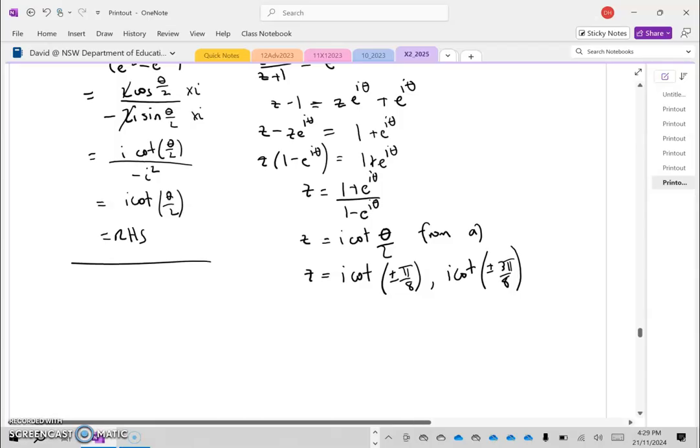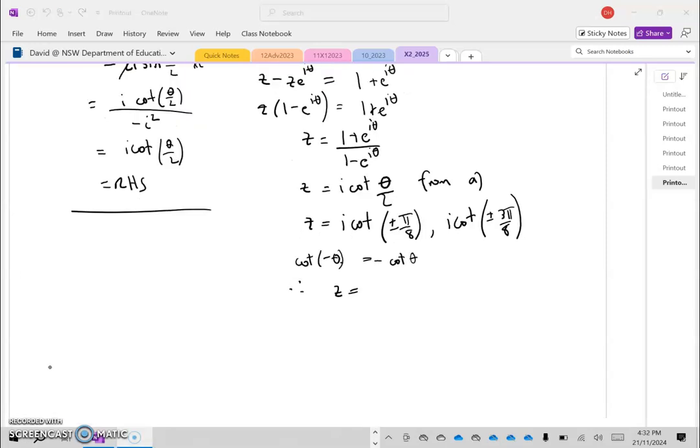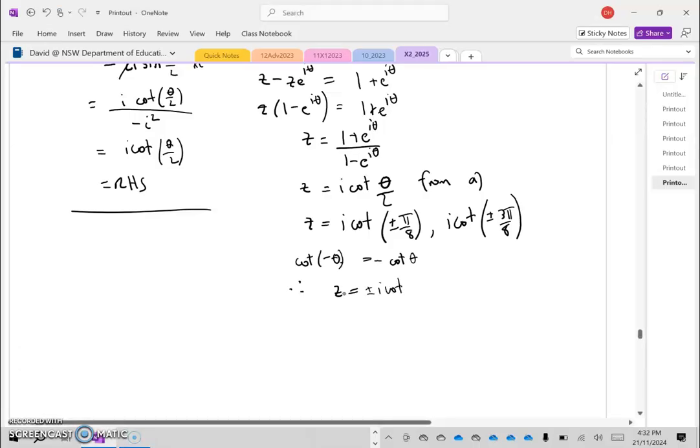Okay, so cot negative theta is equal to minus cot theta. So therefore z will equal, if we drag out the negative there using this result, plus minus i cot pi on 8 and plus minus i cot 3 pi on 8 as required. Okay, I'll see you in the next video.